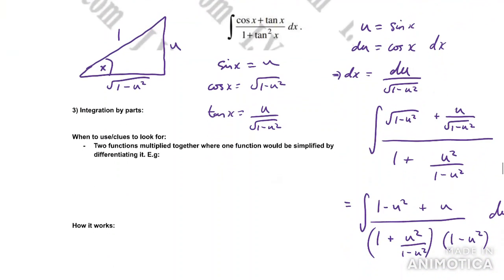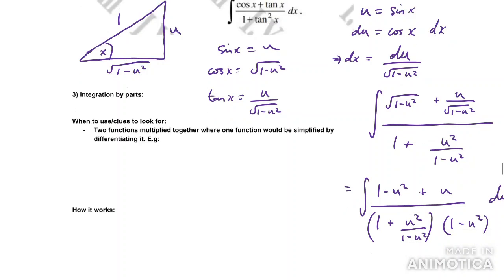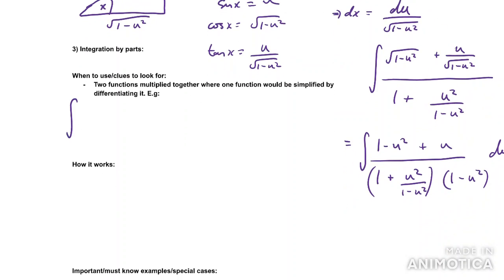Moving on, we've got integration by parts. So this is quite a useful trick to know. It's useful for two functions multiplied together where one function would be simplified by differentiating it. For example, x e to the x. Well, this is two functions multiplied together, and one of the functions, e.g. x, usually we're talking about an x, would be simplified by differentiating it. So that would be a good example of where it would be useful.